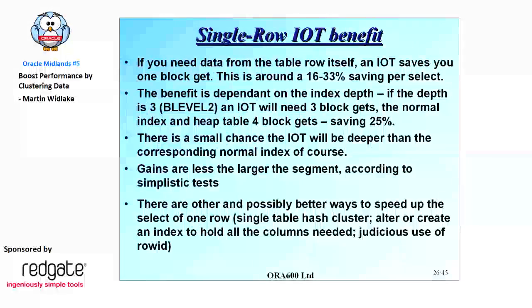So single row access benefit, I've said this before, you save around 16 to 33% per individual row select, because you're not getting a block. There is a slight chance your index will be deeper, which is storing more information in it, so it will flow a level quicker. Occasionally that happens.